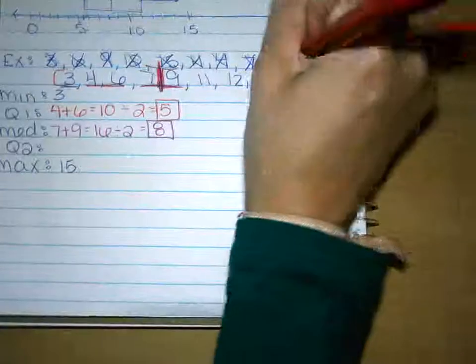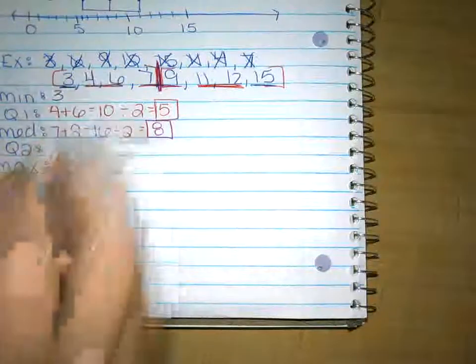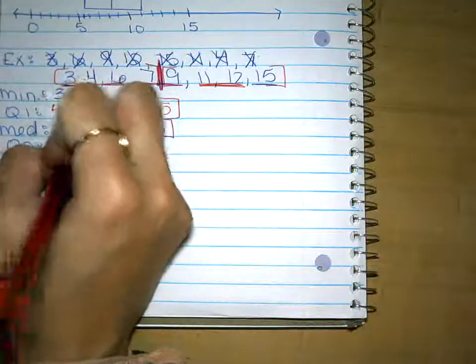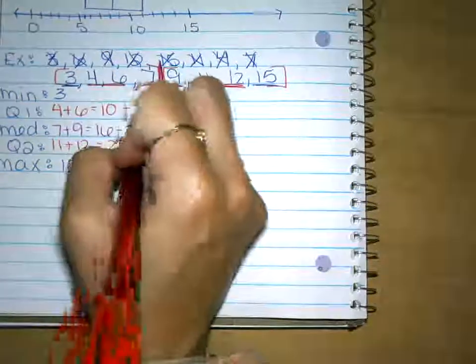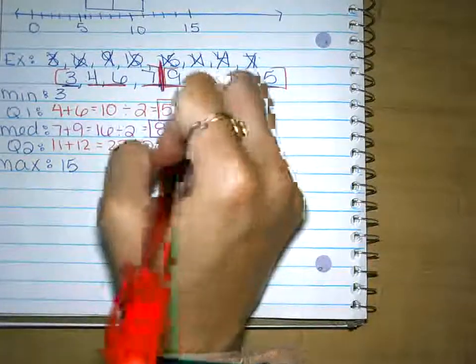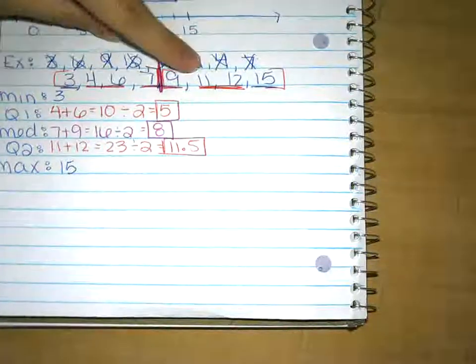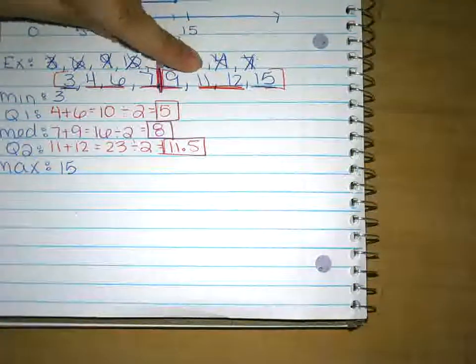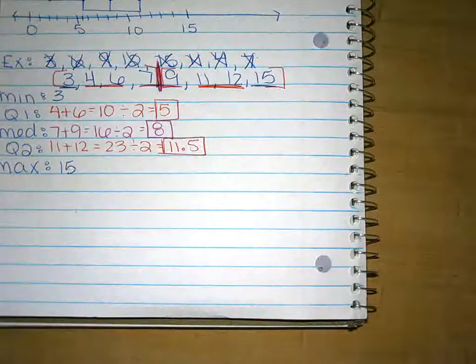Same thing with the upper. I have 11 and 12. 11 plus 12 is 23. Divide that by 2 is 11.5, or 11 and a half. If you knew 11 and a half is directly between 11 and 12, you do not have to do the adding and dividing, but the adding and dividing will always work.